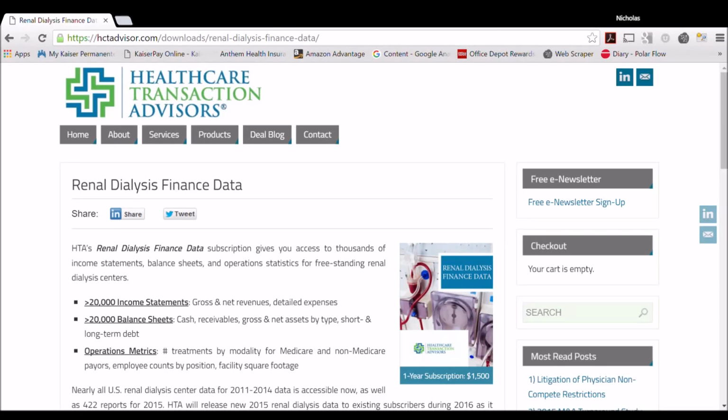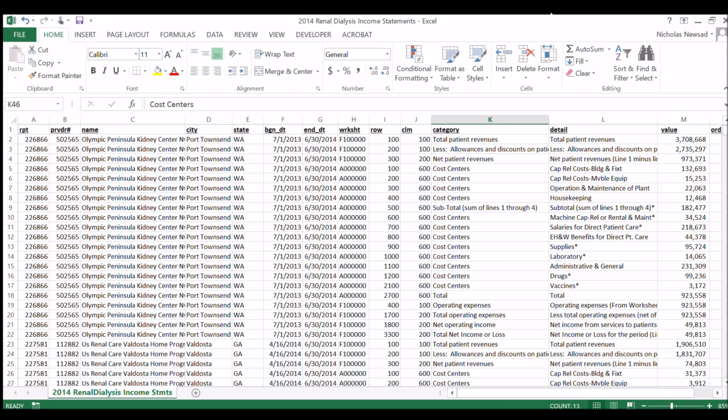Okay, so I'm just going to give everyone a very brief demonstration of our renal dialysis finance data. This is exactly what the income statement data will look like. This is 2014, this particular one. It looks like there's about 5,000 income statements here, and you have all your typical income statement categories.